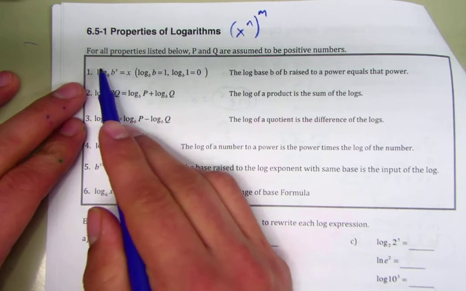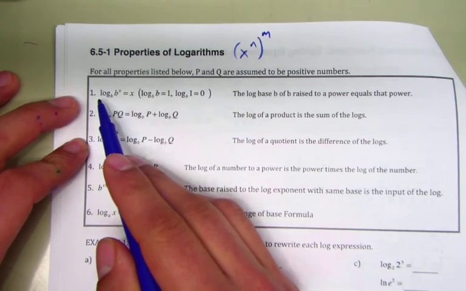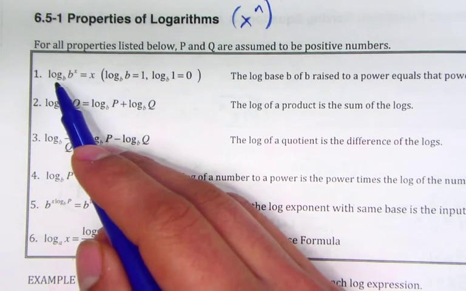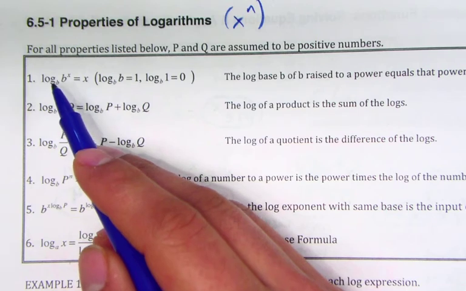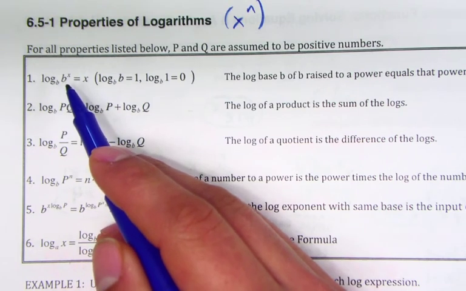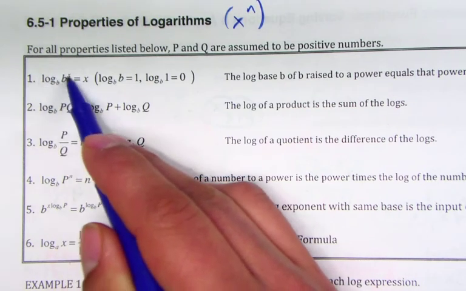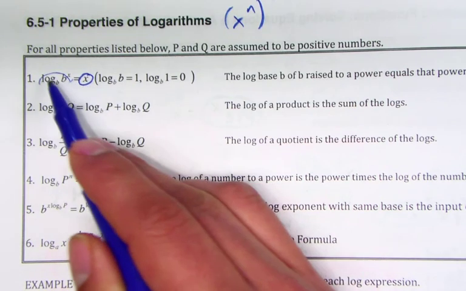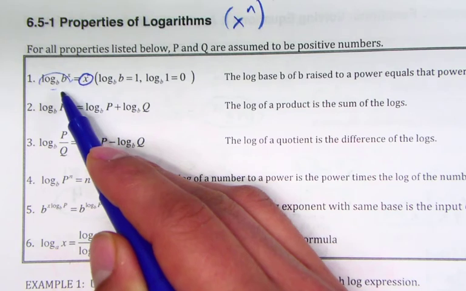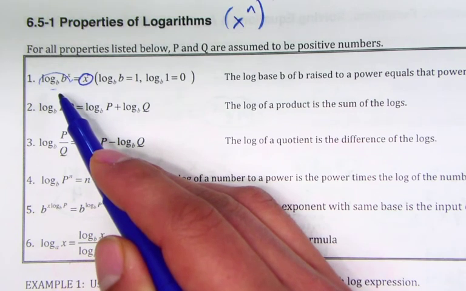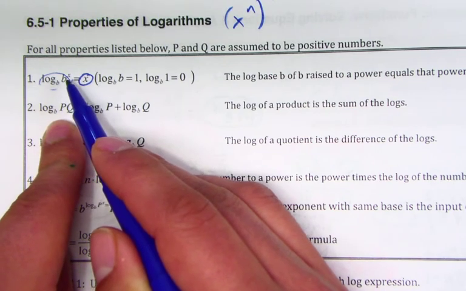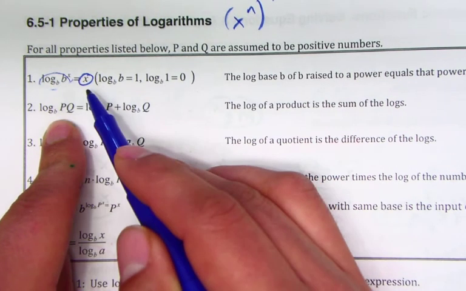So, let's start with property number 1, okay? We'll just talk through these, and then we'll start using them. What base is this log here? B. What's the base of the exponential function here? So what's going to happen? They cancel out, and you get x. Log base b and b to a power are opposites, just like multiplying is the opposite of division, right? So you're going to be left with just whatever is left, which is x in the exponent. Does that make sense, that first one?